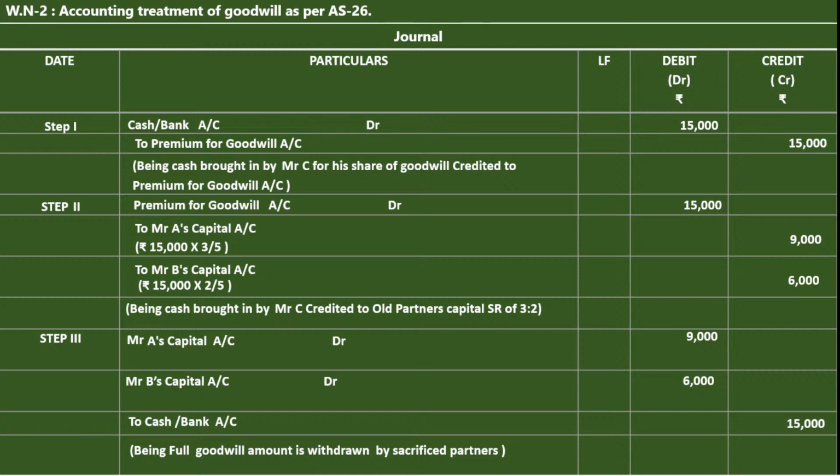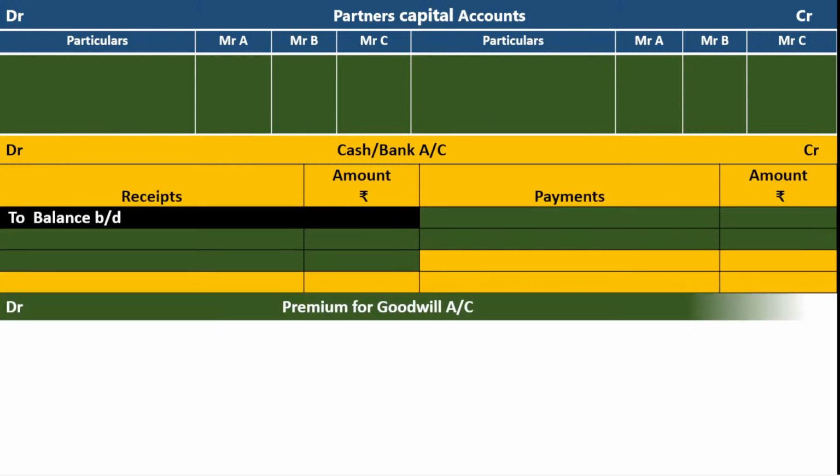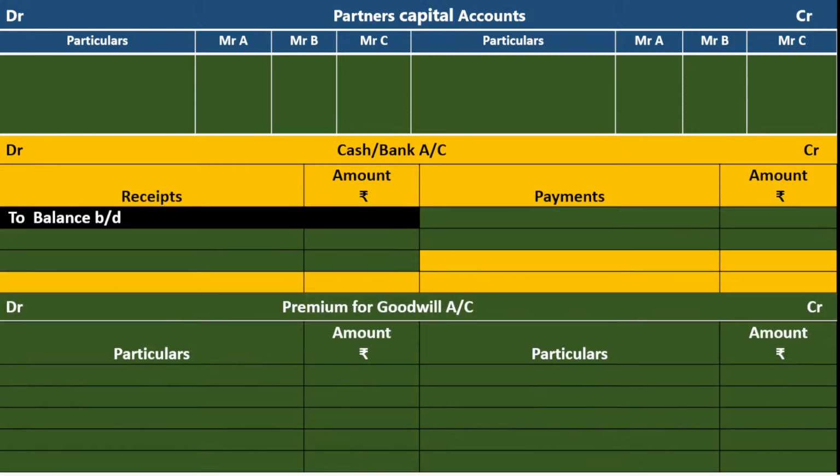Pause the video and write the answer. Now draw the partner's capital account, cash or bank account, and premium for goodwill account. Ready?